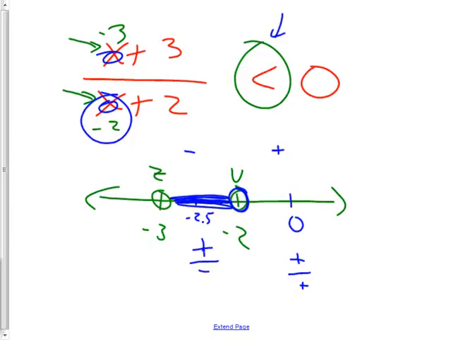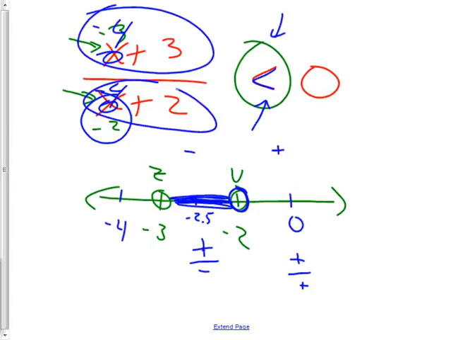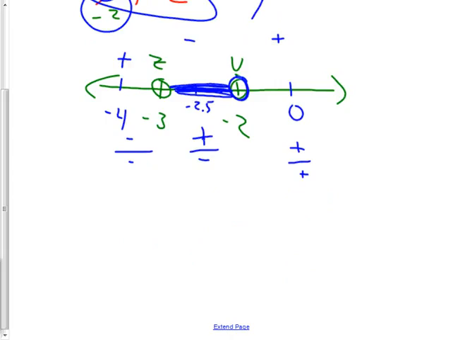Now I test the 0 spot. That'll only work if there's an or equal to sign right there, because I know I'm going to get 0, but 0 is not less than 0, so it doesn't work. I leave it empty. If it had a sign like this there, then I would fill it in, but it doesn't, so I'm not going to. And the last one is test negative 4. I'd have it negative here, because negative 4 plus 3 makes negative 1. And that also is a negative. A negative divided by a negative makes a positive. So my final answer is between negative 3 and negative 2.